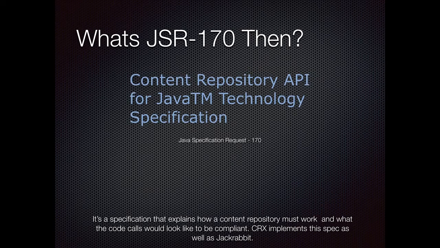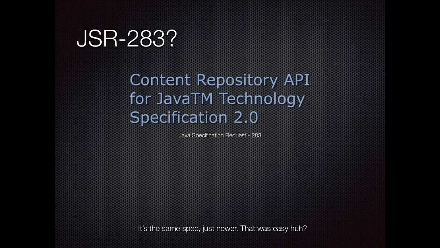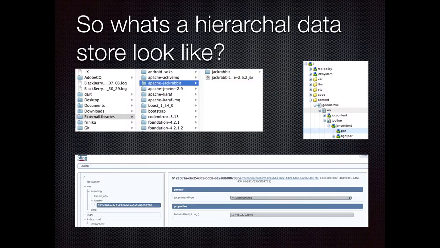So what's JSR 170? That's a specification for a content repository API. What's 283? Version 2.0 of the same API. Yeah, it was a trick, right? You still need to read them both, but you could pretty much start with 283 and get the gist of how it all works.